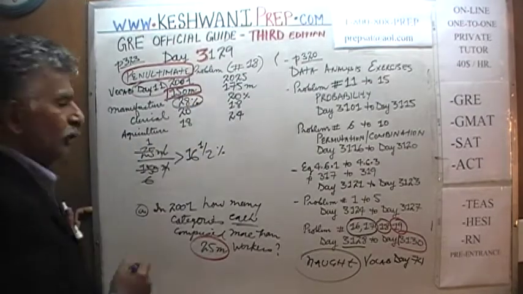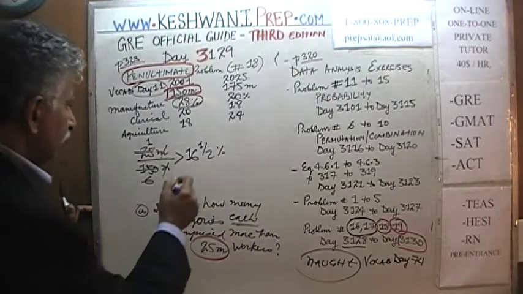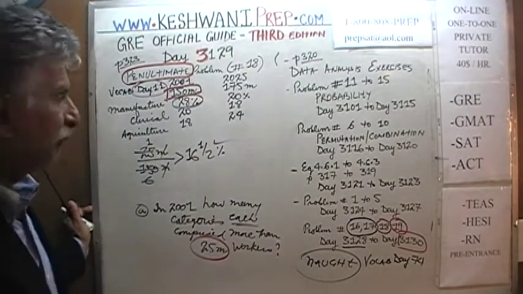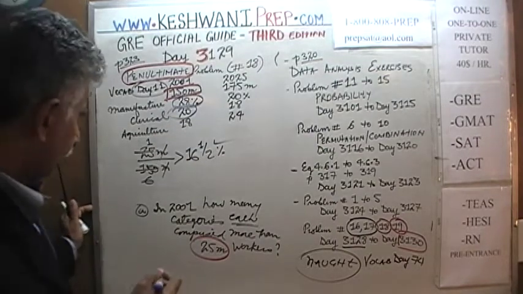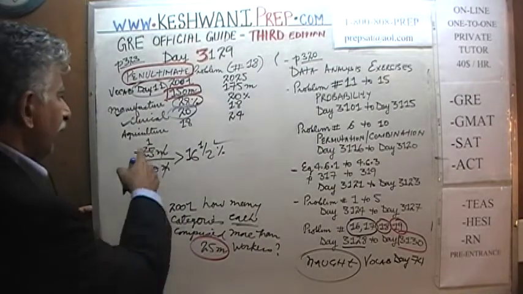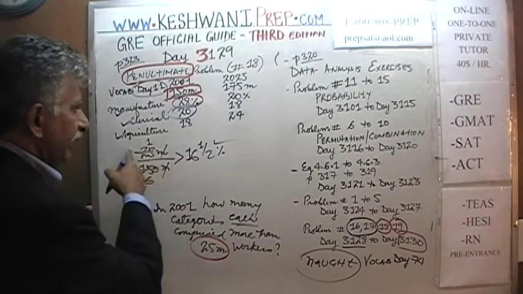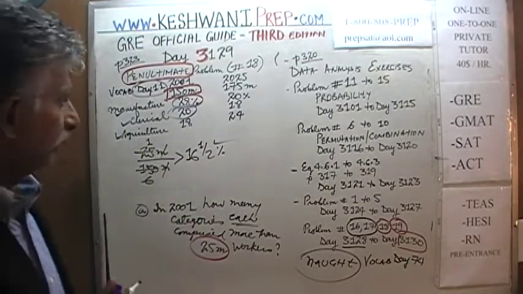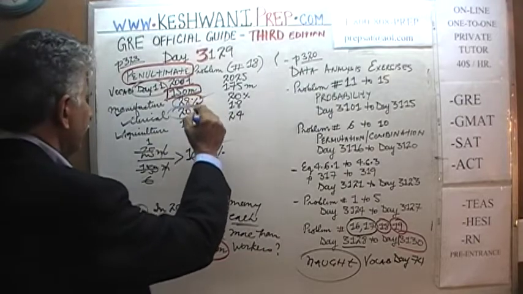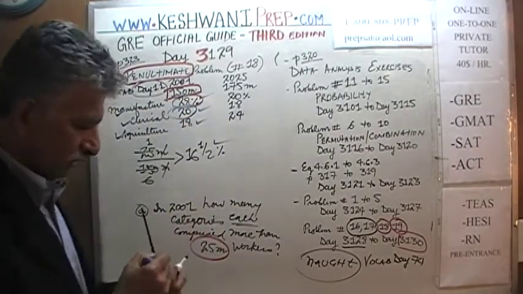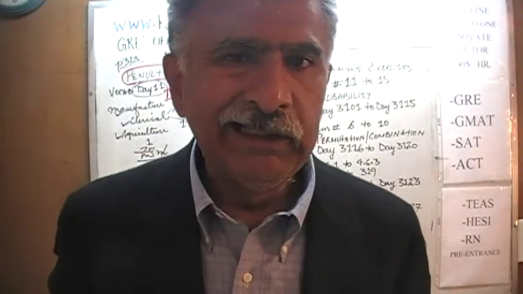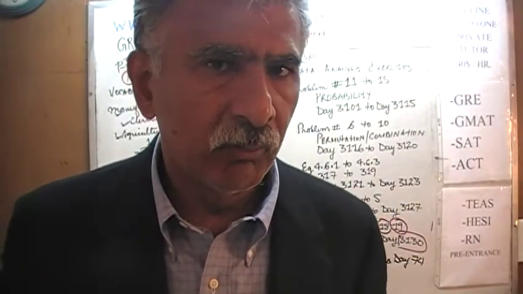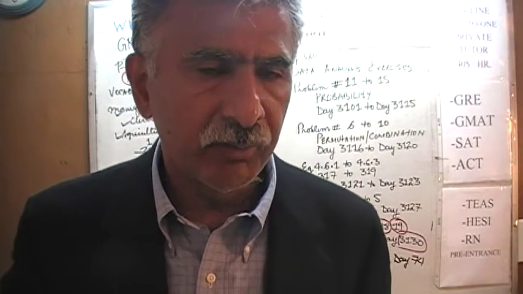Manufacturing employed 28% of all the workers. So that's more than 16.5%. Clerical category employed 20% of the labor force. So that works. And agriculture employed 18%, and 18%, of course, is more than 16.5. So these three categories, manufacturing, clerical, and agriculture, were the only three sectors where more than one sixth of the labor force was employed.